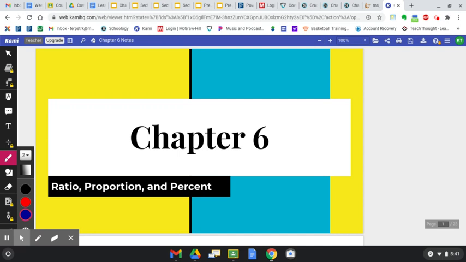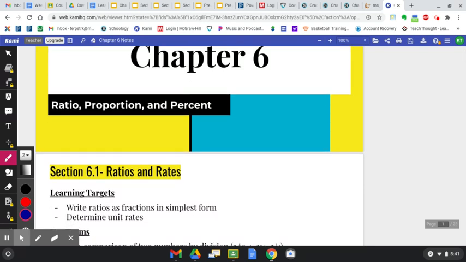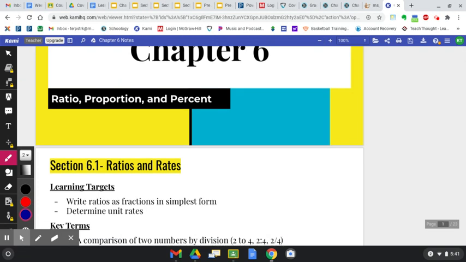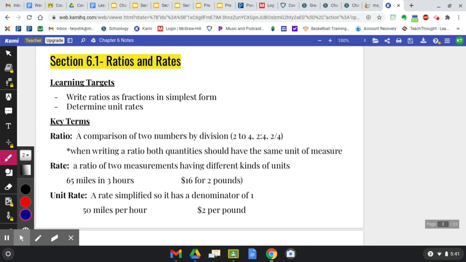Chapter 6, we're going to talk about ratios, proportions, and percents. It's a nice short chapter. We don't cover all the sections in it, so it'll be nice and quick. Getting into a few new things while still building upon what we learned in chapter 5. So, section 6.1, we talk about ratios and rates.